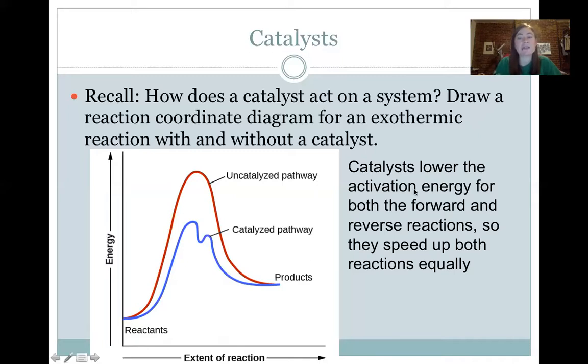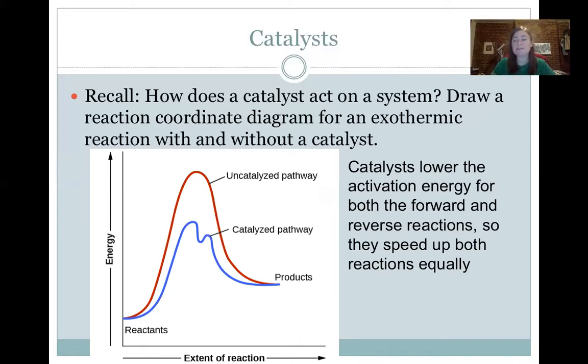It's worth noting that a catalyst lowers the activation energy for both the forward and the reverse reactions. Here's the original activation energy for the forward reaction and the activation energy with the catalyst. For the reverse reaction, here would be the original reverse activation energy, and the catalyzed reverse activation energy would be here. So the catalyst has lowered the activation energy for both reactions, and it's done so equally. And so both reactions are going to speed up the same amount when you add in a catalyst. The forward reaction speeds up, the reverse reaction also speeds up the exact same amount.